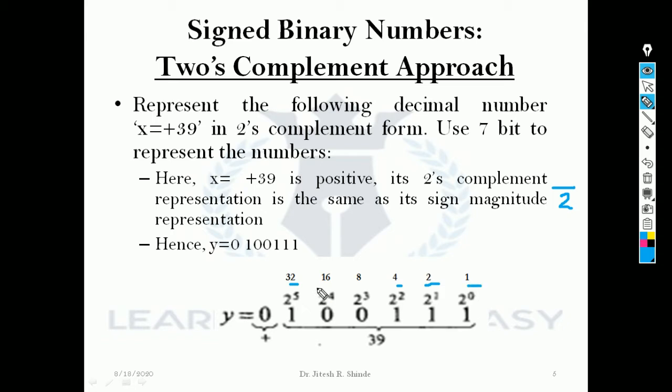The digits which give 39 in the addition have 1 placed corresponding to them. The digits which are not involved in the addition have 0 placed. In this way we get the magnitude of 39. Thus the plus 39 answer using two's complement approach is 0100111. Let's see the next example.